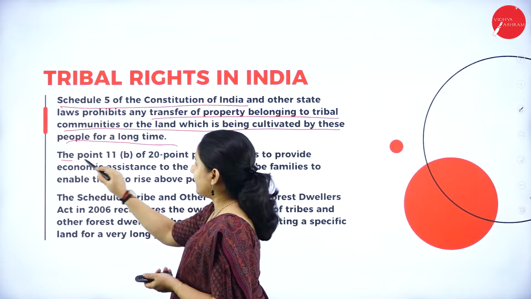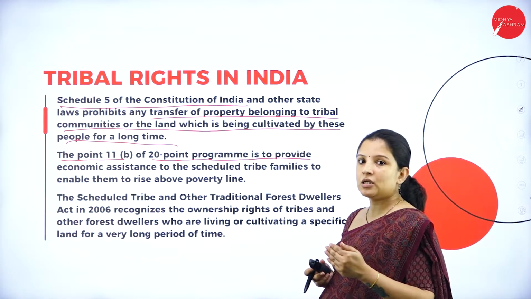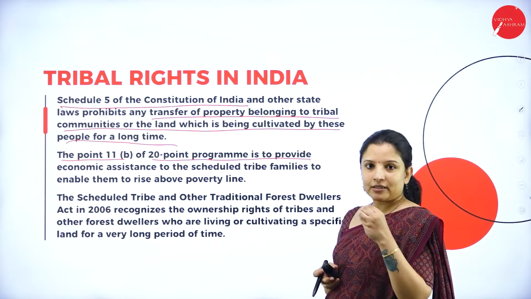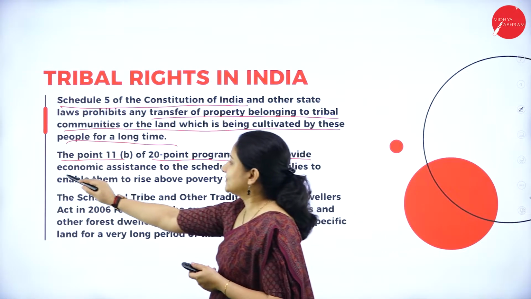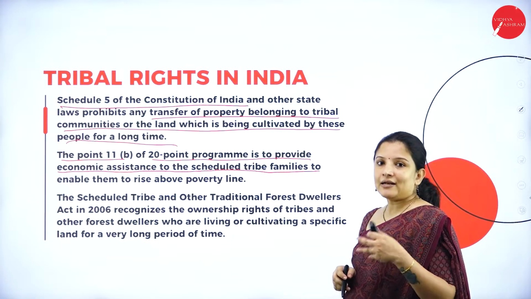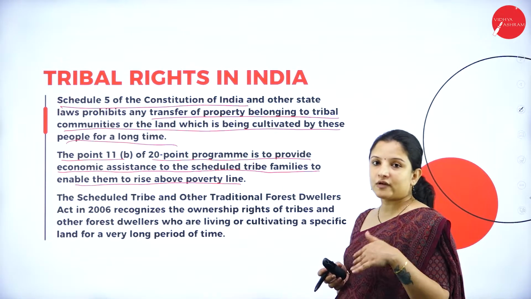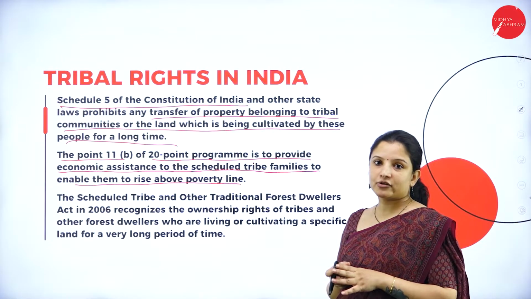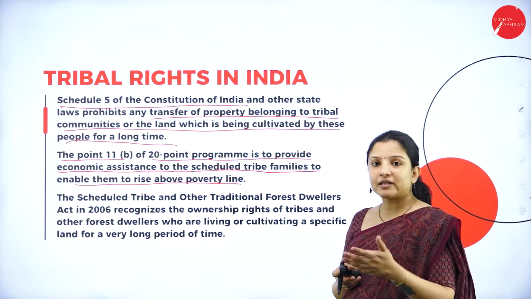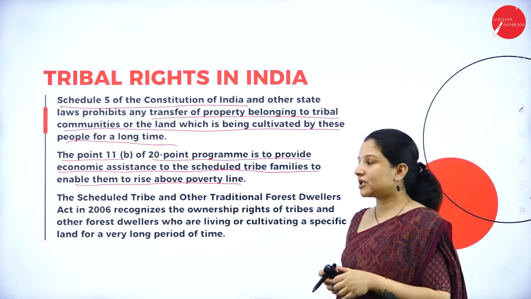And point 11 of the 20-point program. So there was a 20-point program that was made in order to protect the rights of the tribal people. In that, point 11 actually provides economic assistance to the scheduled tribe families so that they can improve their economic life and rise above the poverty line. So scholarships will be provided to the children, or some subsidies will be provided to them. So in terms of money, help is given by the government. They can improve their lifestyle and come above the poverty line.